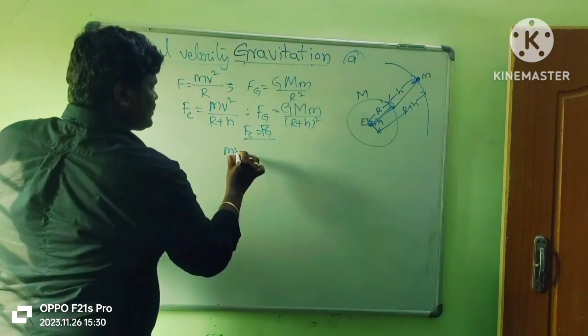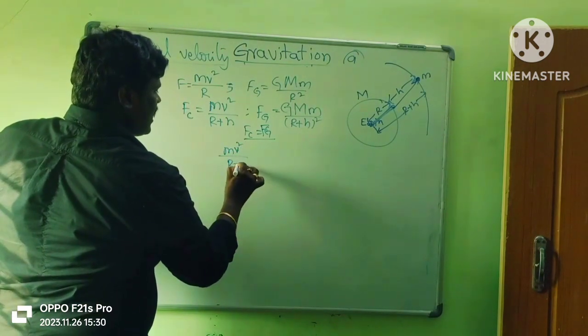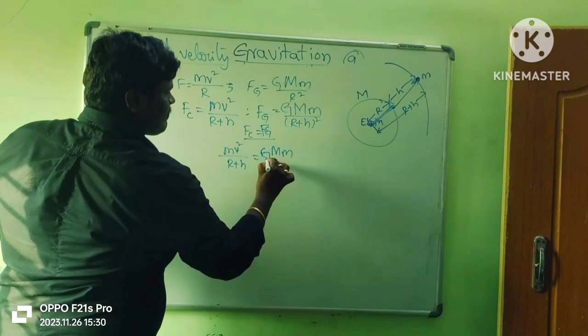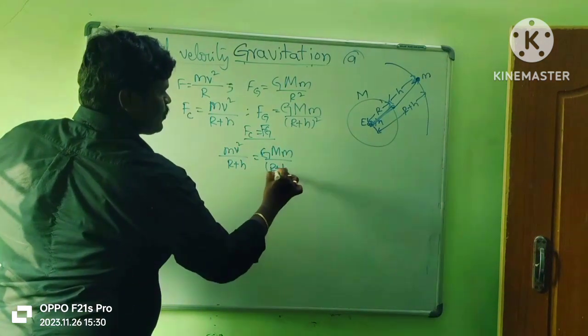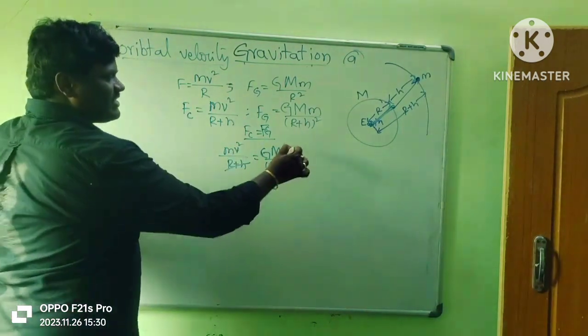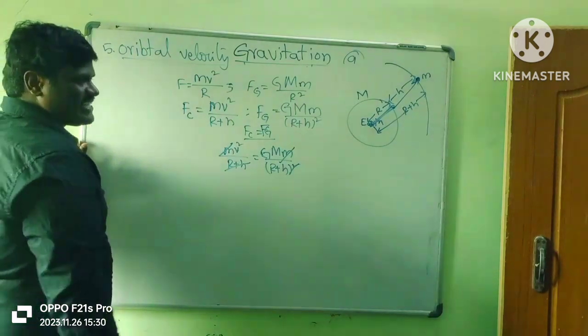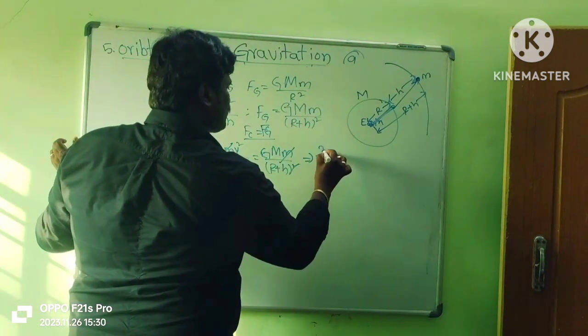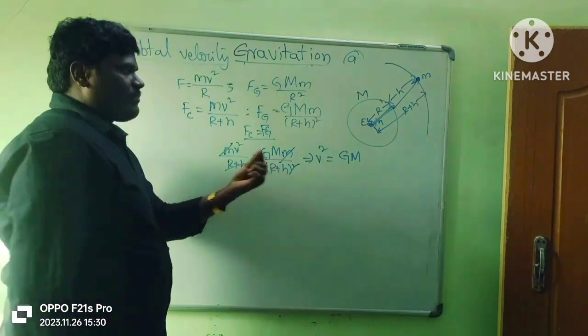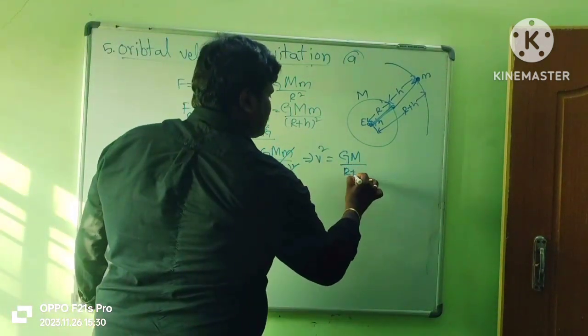Then mv square by r plus h is equal to capital G, capital M, small m by r plus h whole square. Therefore one r plus h gets cancelled, and small m and small m get cancelled. This implies v square is equal to GM by r plus h.